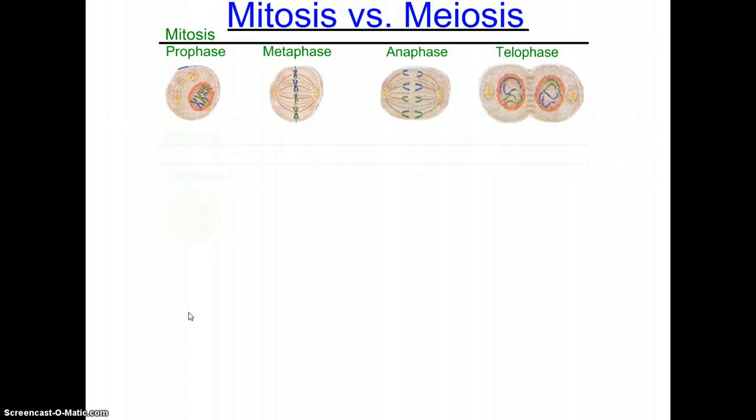So, these same cells go through all that, but then when they get to where they're ready to split, they're going to split twice. Let's figure out what's going on here. The first stage of meiosis is prophase, just like it was in mitosis. But since meiosis is going to go through this stage twice, we give this stage a special name called Prophase I.